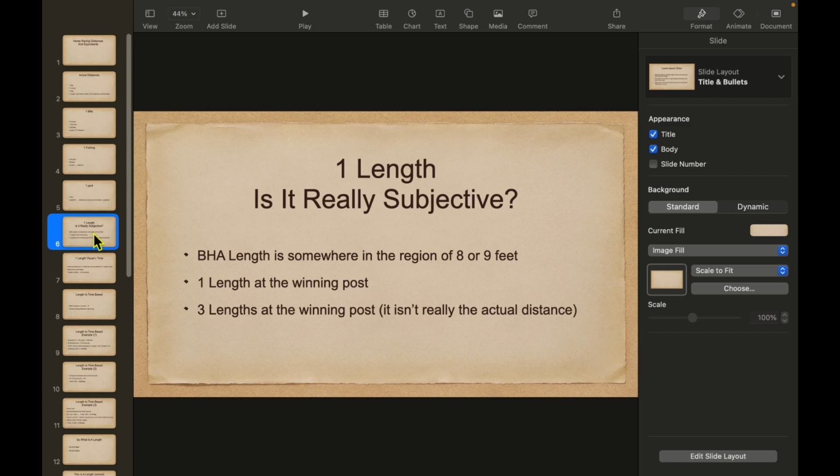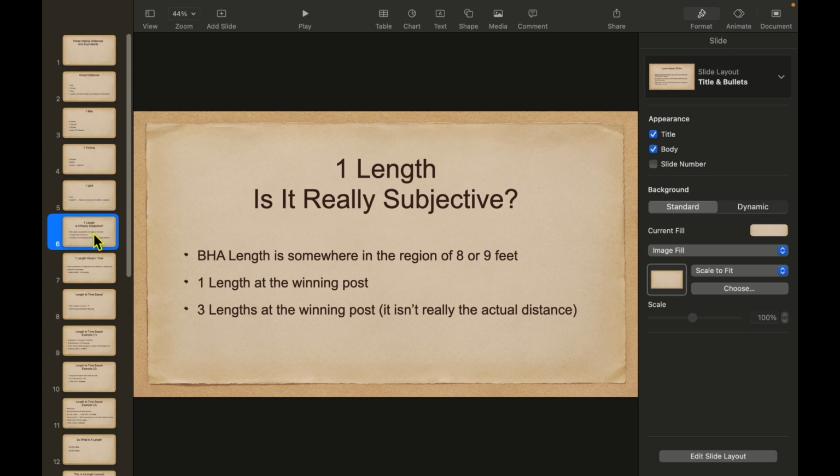Is it subjective? Is one length really subjective? The British Horse Racing Authority, the BHA, say that a length is in the region of, notice the words in the region, of 8 or 9 feet. Now, obviously, that depends on the size of the horse. Do you know the length or size of every horse that you wager money on?